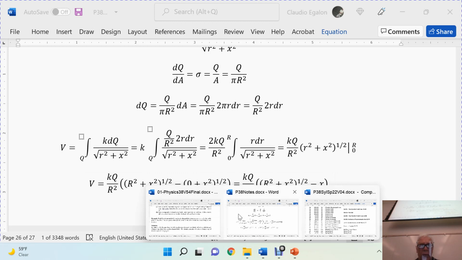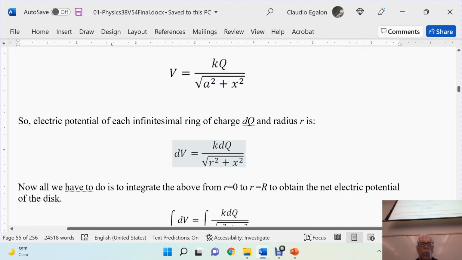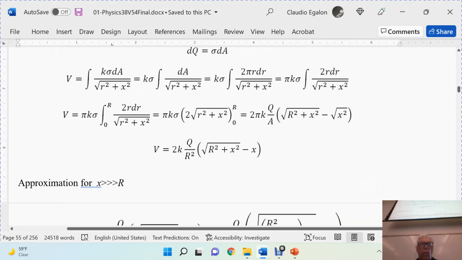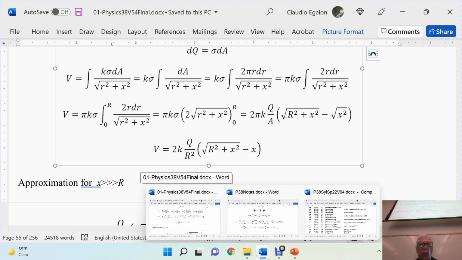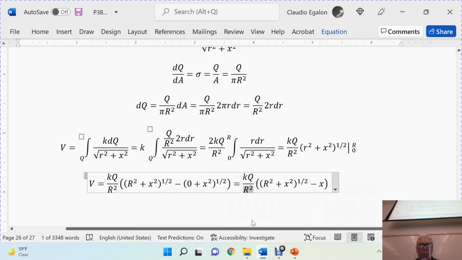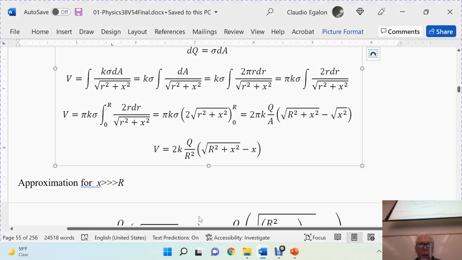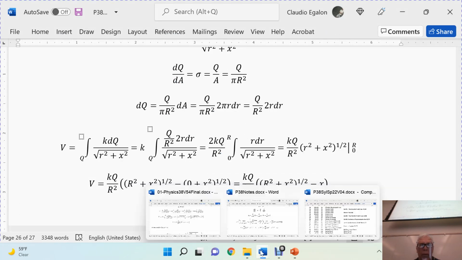Let's see our solution here in the notes. Right here, that's the solution I got. Any difference? 2kq, r squared and the square root. 2kq, yep. And I have a negative there. Let's see, do I have a negative there too? Yeah, we have a negative here as well. So no problem.